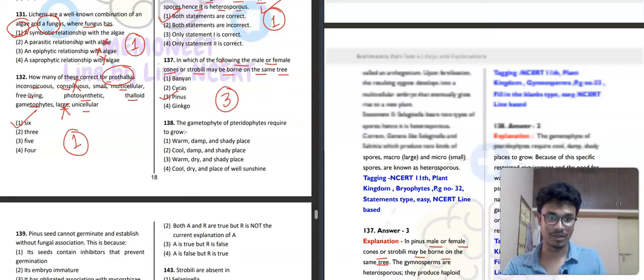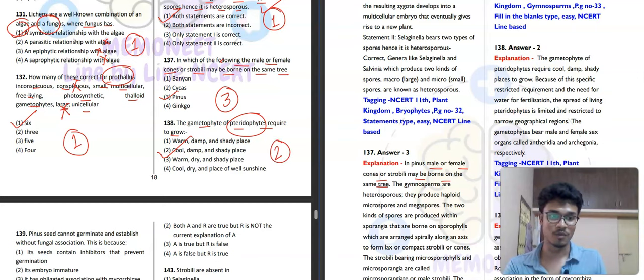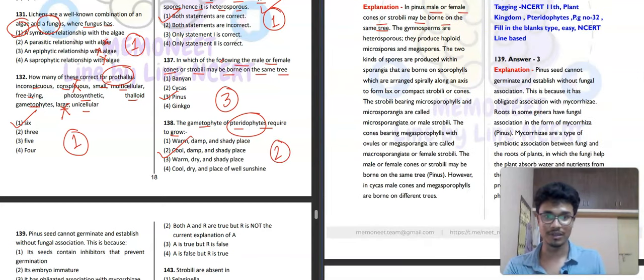So question number 138. It is saying that the gametophyte of pteridophytes is required to grow in a warm, damp and shady place, cool, damp and shady place, warm, dry and shady place, cool, dry place, or a place of full sunshine. No, the gametophyte of pteridophyte is required to grow in a cool, damp and shady place. Second option will be our correct answer for this question. Moving towards the question 139.